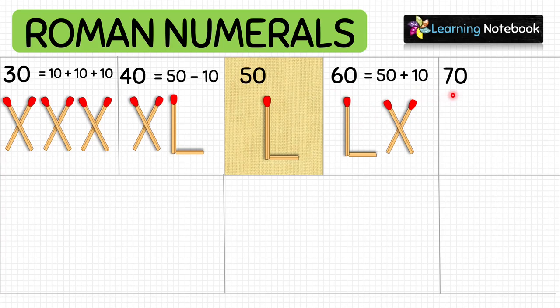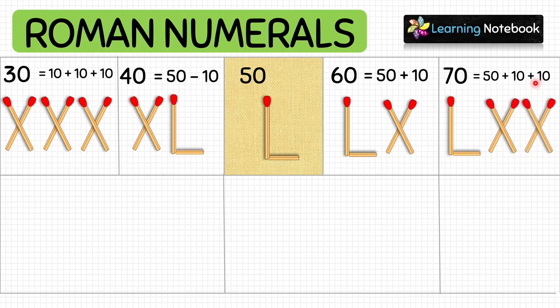Then we have number 70, which can be written as 50 plus 10 plus 10. So we will paste LXX. So this is the Roman numeral for number 70.